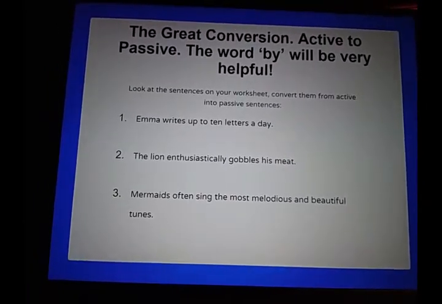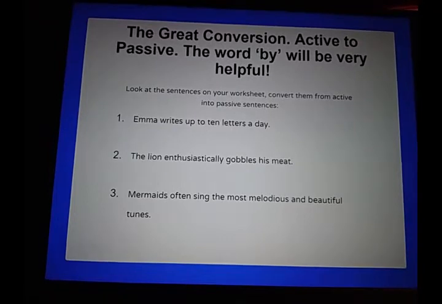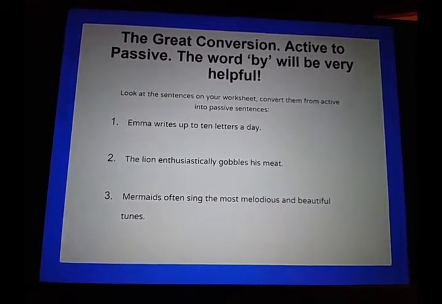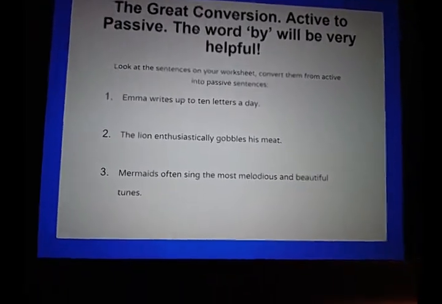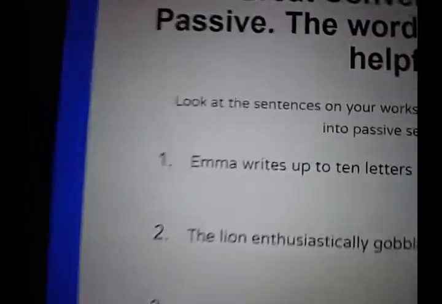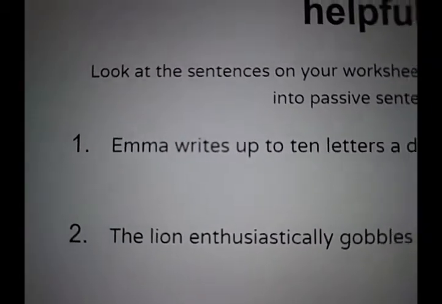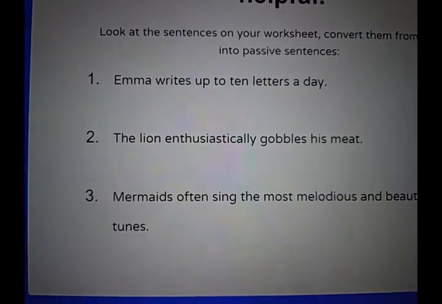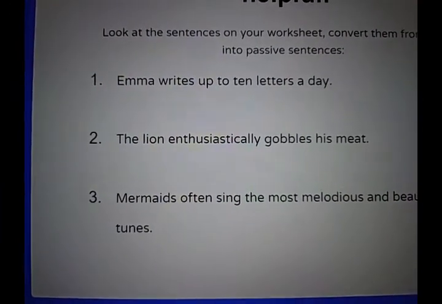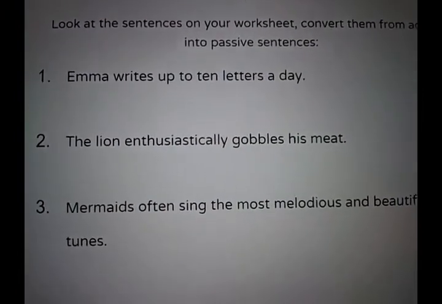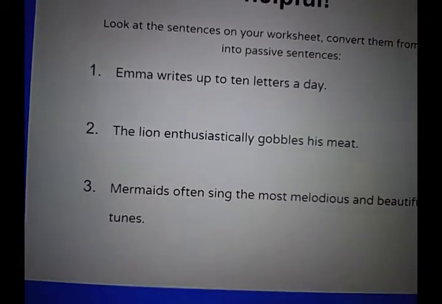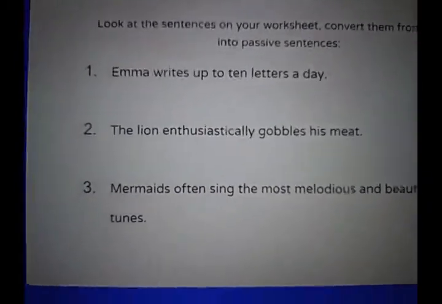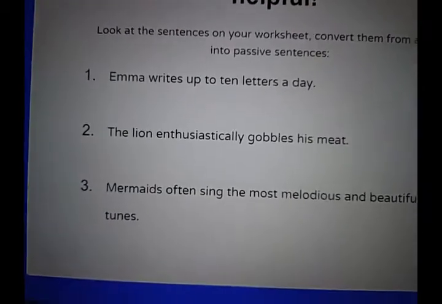But for now, let's try and think about this. If the subject comes before the verb, it's active. If the object is before the verb, then it's passive. These are all active because here we go. Writes is our verb, and the subject, Emma, she's doing the writing, comes before. The lion enthusiastically gobbles his meat. The verb there is gobbles. Who's doing the gobbling? The lion, the subject again. The subject has come before the verb.